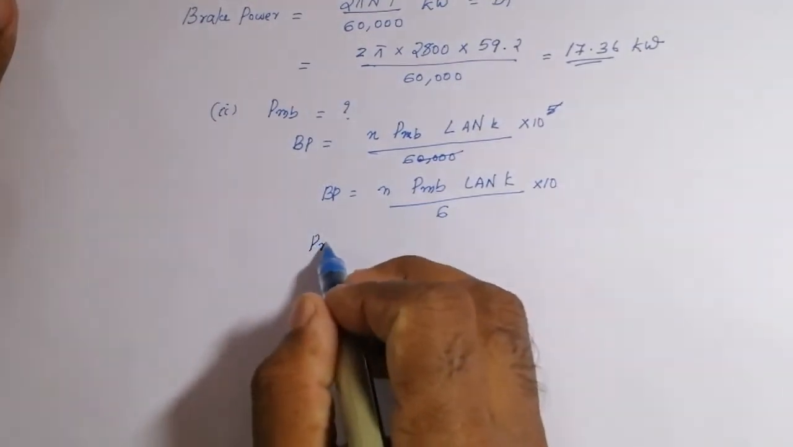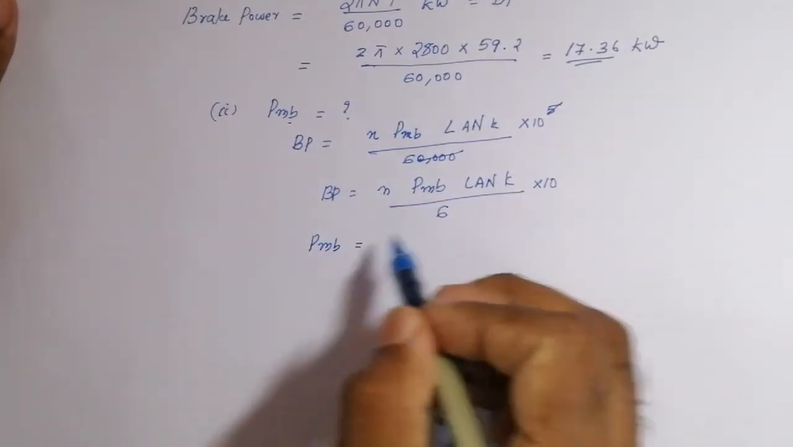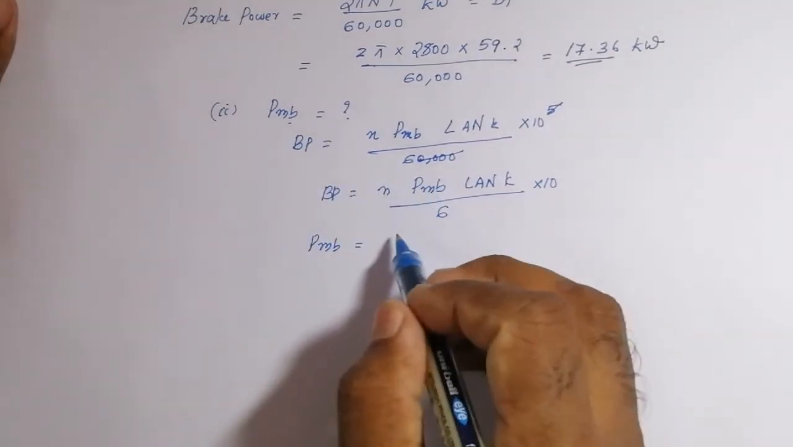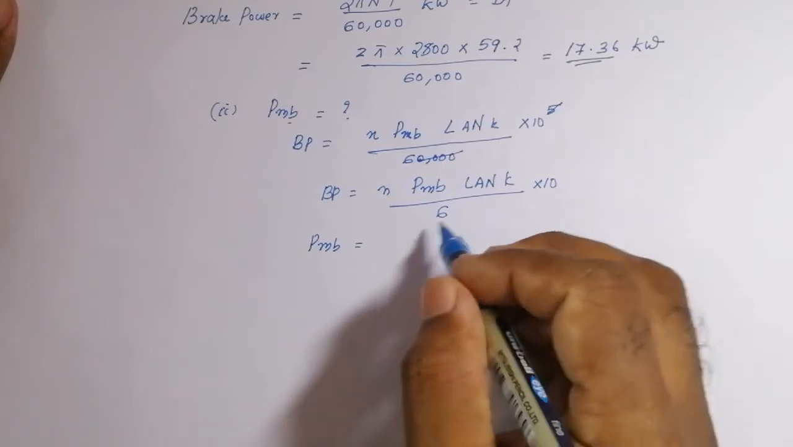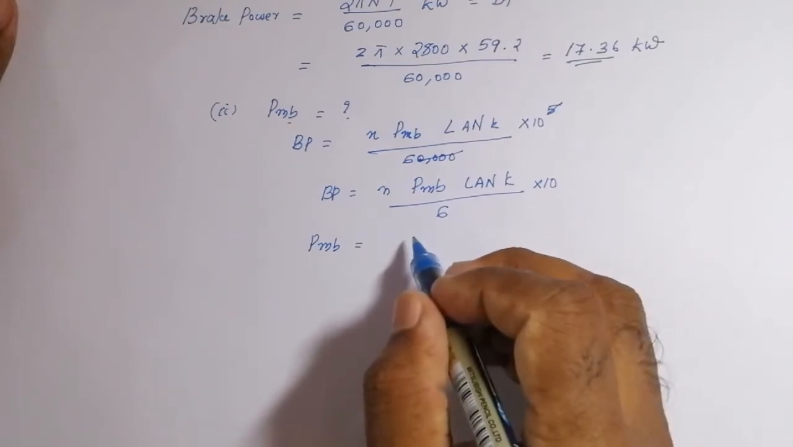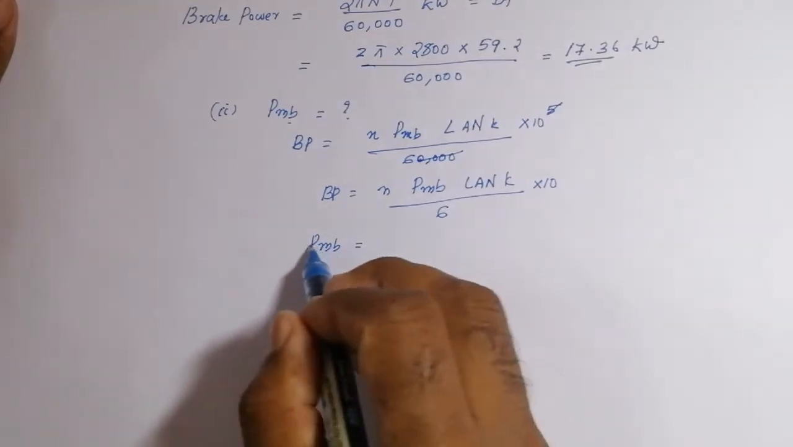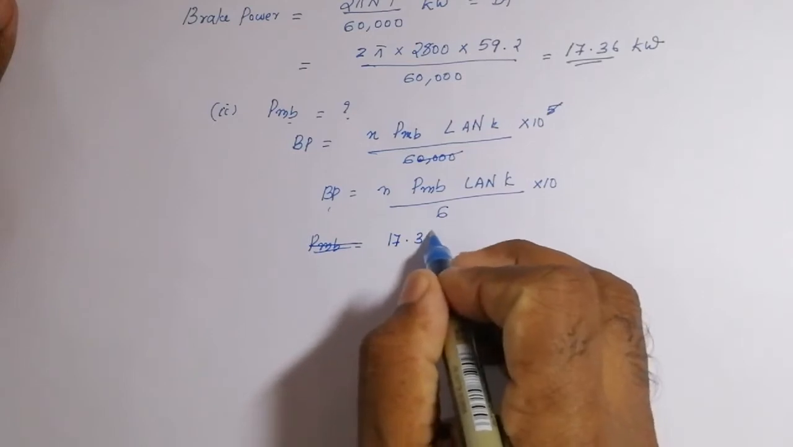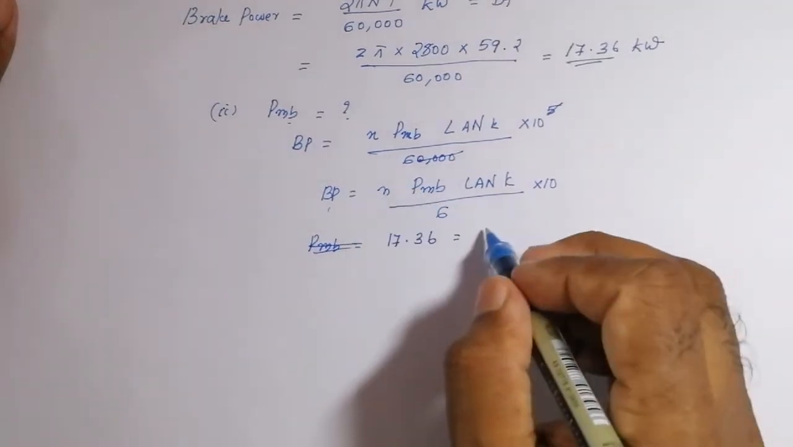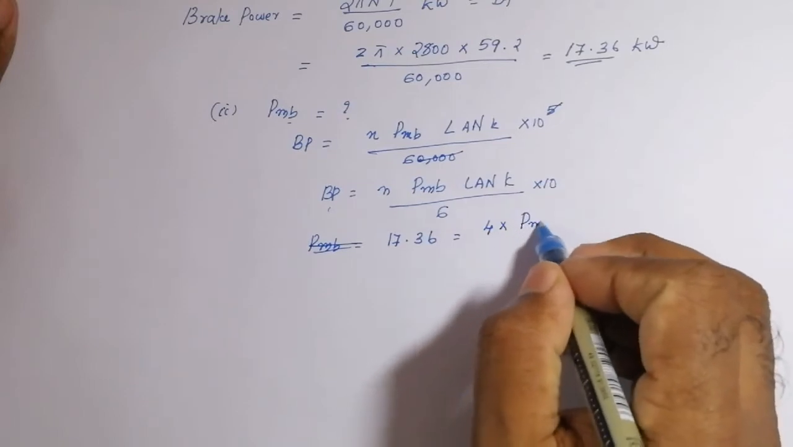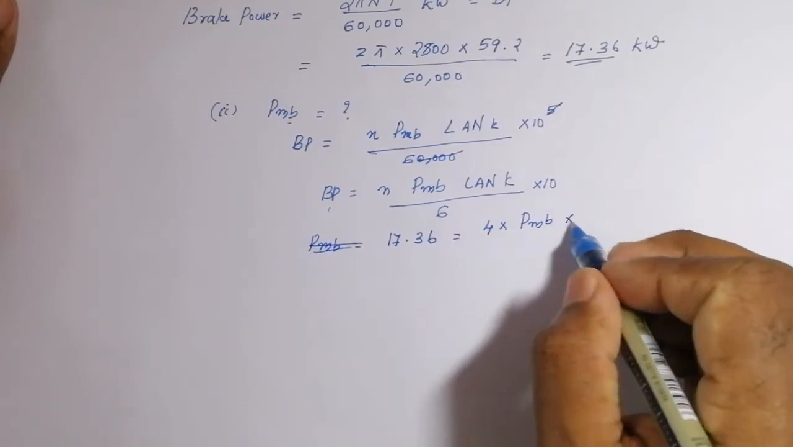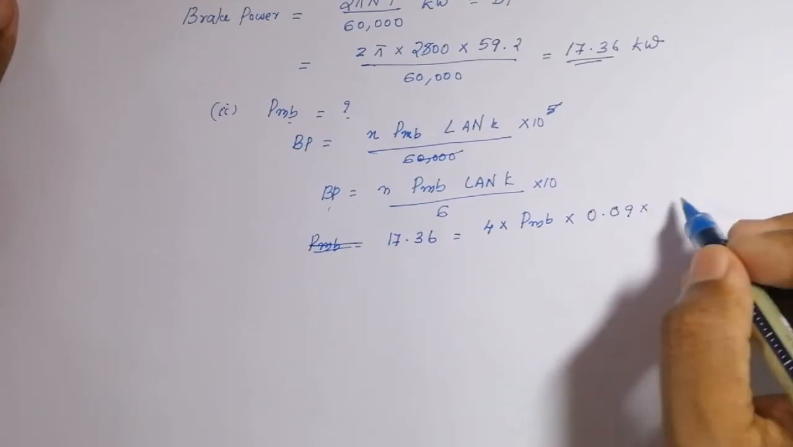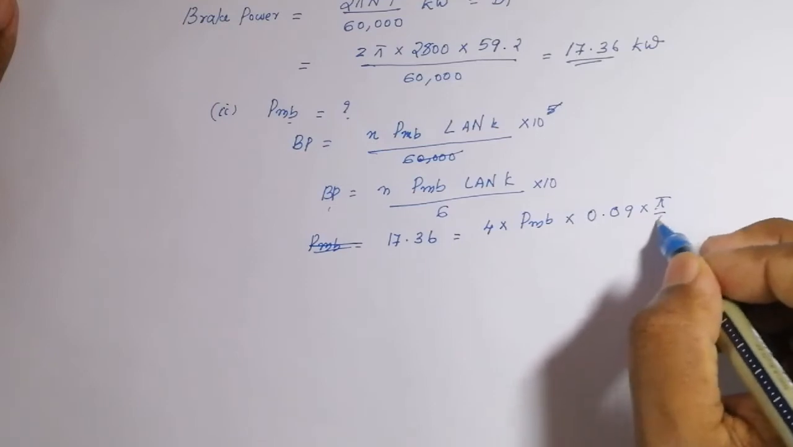Okay, rearranging this equation, we need to find out the brake mean effective pressure. I'm just giving the substitution only. Okay, from here equation itself, brake power it is 17.36 into engine number of cylinders 4 ആണ്. Brake mean effective pressure we need to find out into stroke length എന്ന് പറയുന്നത് 0.09. I need to find out the area pi by 4 d square.